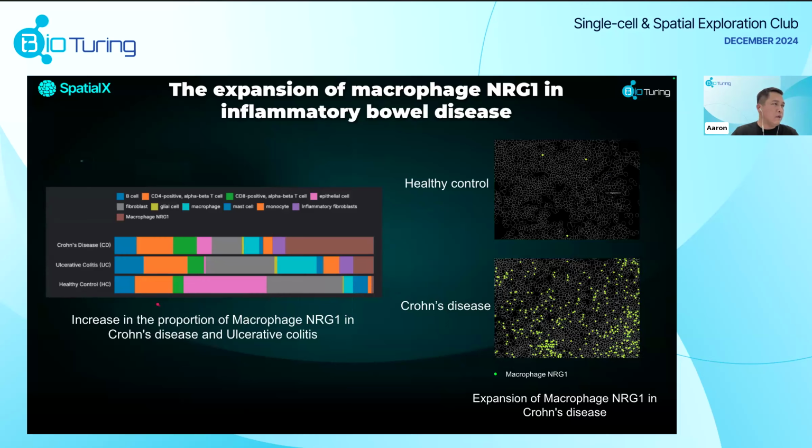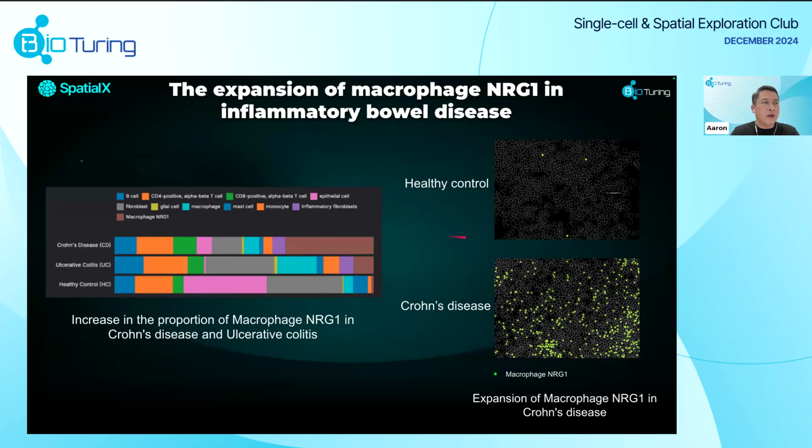For example, the authors of the paper are interested in a macrophage which expresses NRG1. And you can see the NRG1 macrophage is very different between different conditions. For example, in the healthy control we just have a small proportion of the NRG1 macrophage, in ulcerative colitis it is a little bit increased, and then in the Crohn disease you can see a huge increase in this type of macrophage.